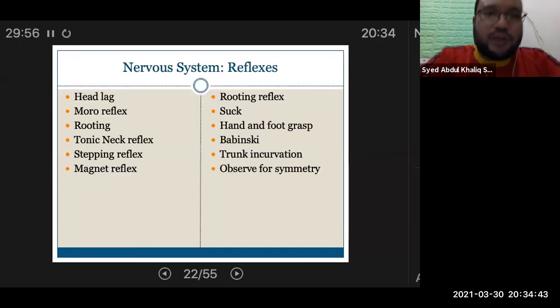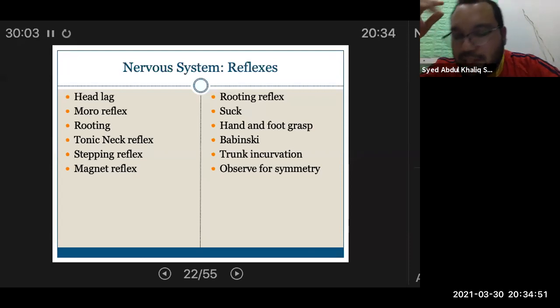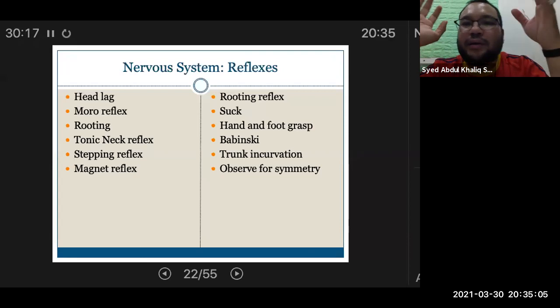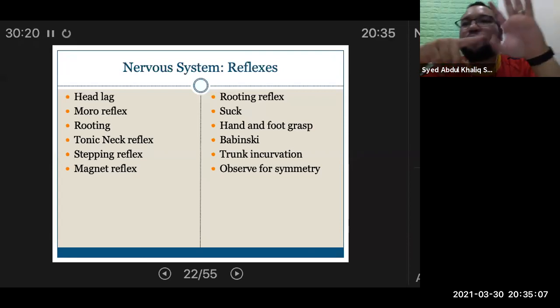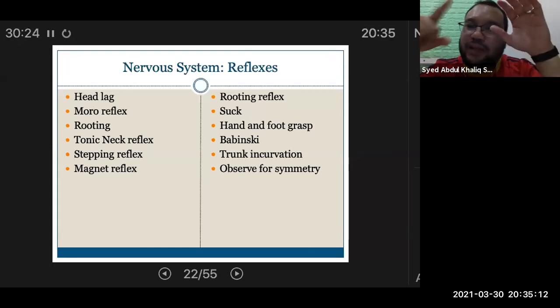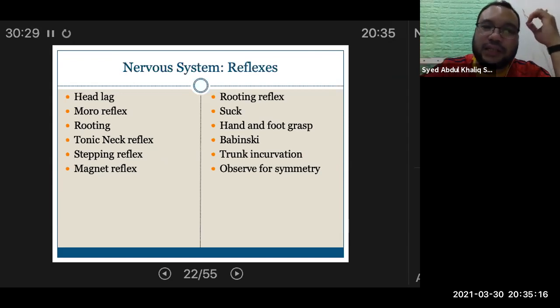Alright, so rooting reflex, what is rooting? We'll do some of the primitive reflexes tomorrow and the day after. So rooting, if you stroke the cheek, the baby will search. So this is rooting reflex. Sucking reflex. If you put anything inside the baby's mouth, the baby will suck. And then palmar and plantar grasp. If you put anything on the hand, the baby will grasp. Also the plantar, so you put something at the foot, the baby will grasp. So palmar and plantar grasp.